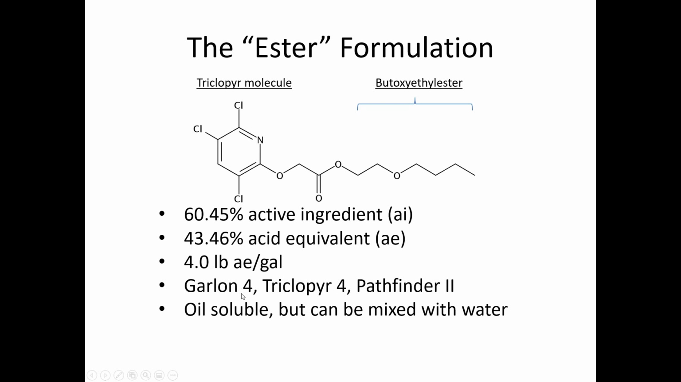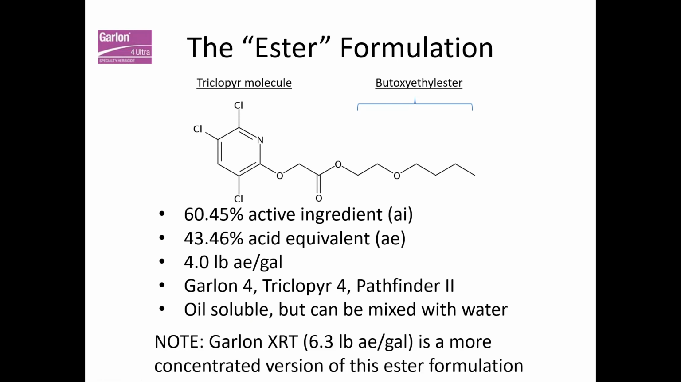You know what is Garlon 4 or Garlon 4 Ultra, Triclopyr 4. It's also the formulation within Pathfinder 2, the ready-to-use formulation. This is the one we say is oil soluble, okay? However, in this case, it has been formulated so that it can also be mixed with water, so it kind of goes both ways. But many people in the invasive plant world primarily focus on Garlon 4 as the go-to for basal bark herbicide applications and some cut stump work. We call it Garlon 4. So when I say Garlon 4, we're talking about that ester formulation, okay?